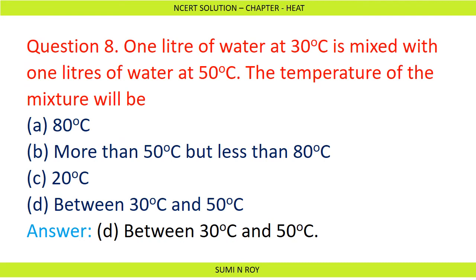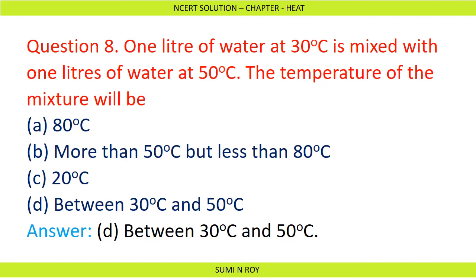Next question is, 1 liter of water at 30 degrees Celsius is mixed with 1 liter of water at 50 degrees Celsius. The temperature of the mixture will be in between 30 degrees Celsius and 50 degrees Celsius. Because here the water which is at 50 degrees Celsius starts giving heat, and the water which is at 30 degrees Celsius starts receiving heat. As we know, heat transfers from a hotter object to a colder object. Here the hotter object is the water at 50 degrees Celsius, and the colder object is the water at 30 degrees Celsius.